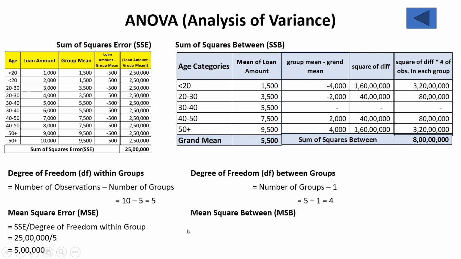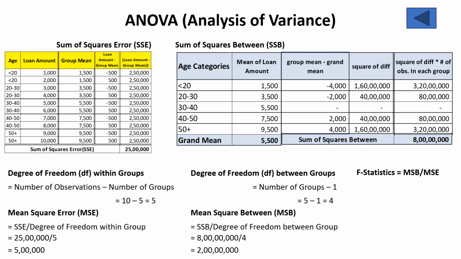Then we need to focus on the second part, which is mean square between, MSB, and that is simple, SSB divided by degree of freedom between groups, which will be 8 crores divided by 4, and we come up with approximately 2 crores, right? So we got MSE and we got MSB. This is an important thing to calculate the F statistics. With this, we come up with calculating the F statistics, which is nothing but MSB divided by MSE.